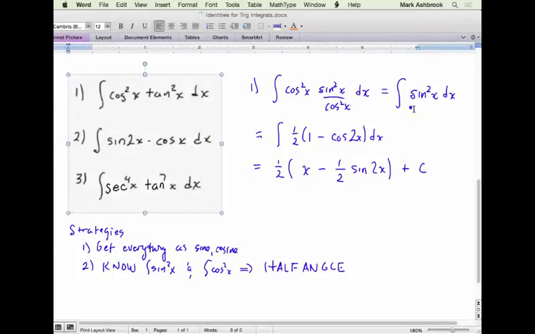Okay, so what's the key to sine squared or cosine squared? One more time: half angle formula, or identity. Are we good? Okay, number 2.